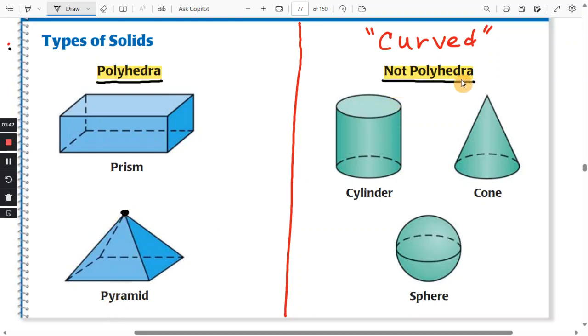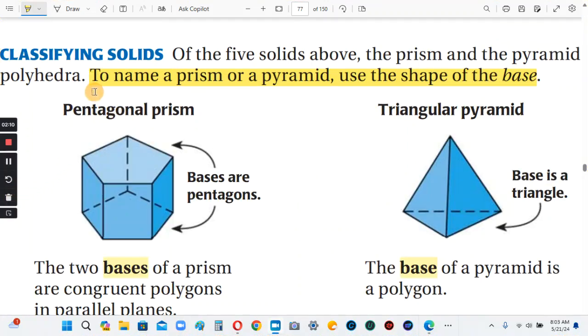And these are not polyhedra. Why are these not polyhedra? Because they're curved. When you have a curved surface, like a circle, that is not a polygon. Remember, a polygon has to have at least three sides. So these are not polyhedra because of the curved surfaces. You want to remember that to name a prism or a pyramid, use the shape of the base.